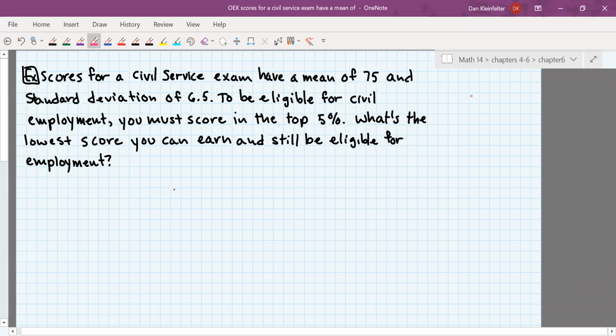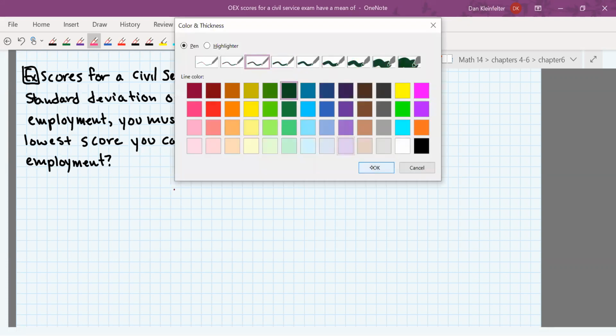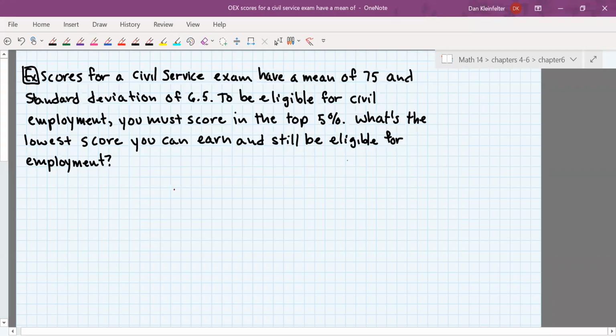All right, so we want to take a look at our next example. So in this one, it says scores for a civil service exam have a mean of 75 and a standard deviation of 6.5. To be eligible for civil employment, you have to score in the top 5%. What would be the lowest score you can earn on this test and still be eligible for employment?